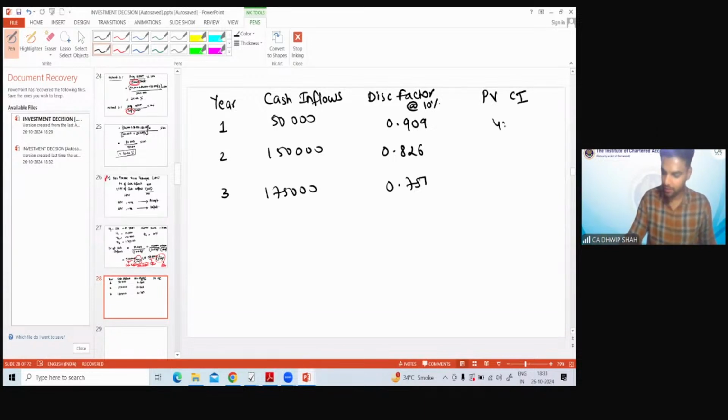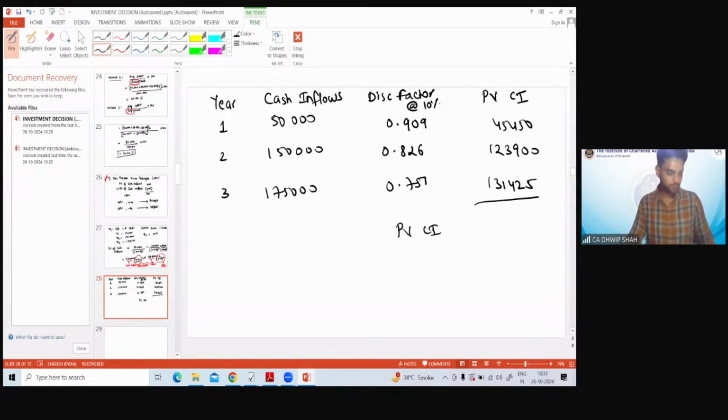It was 45,450. For year 2, it was 150 into 0.826, 123,900. And for year 3, it was 175 into 0.751, 131,425. So can I say my total PVCI comes to how much? Plus 45,450. 300,775. Yes or no? From this, I will subtract present value of cash outflow.